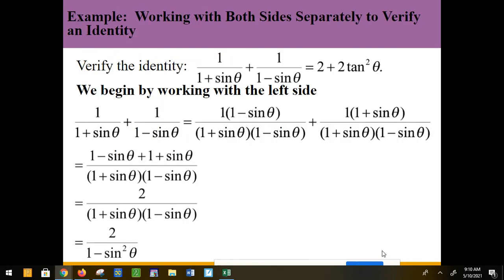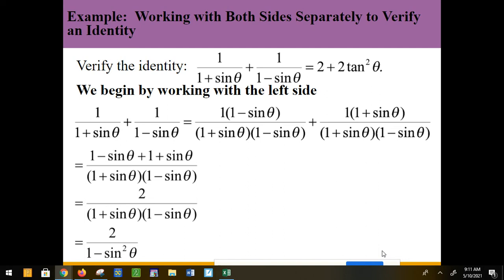All right, so here's another one that we're going to look at. This one's a little more complicated because in the first 2 examples, we just took one side and made it equal to the other side. Sometimes that's not going to be totally feasible. So you're going to have to work with both sides separately to verify the identity. So what does that mean? Well, in this case, we're going to start by working with the left side. So you have 1 over 1 plus sine theta plus 1 over 1 minus sine theta.